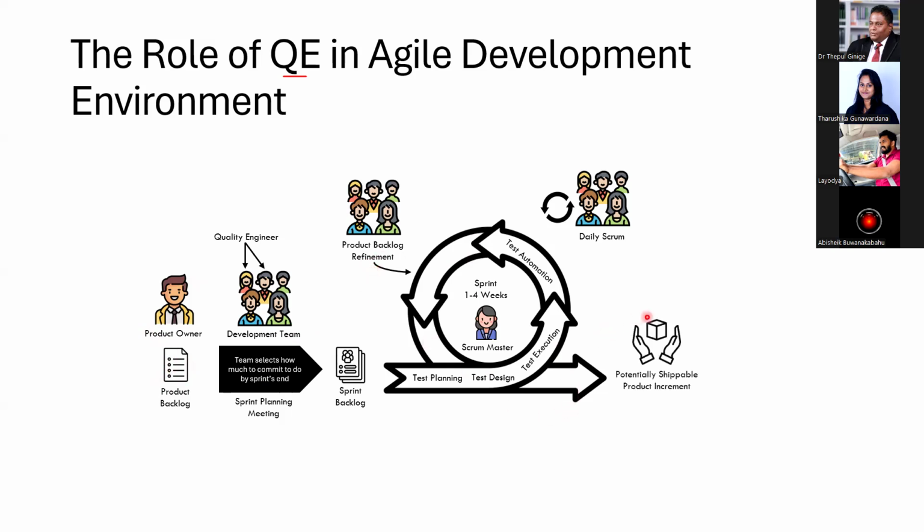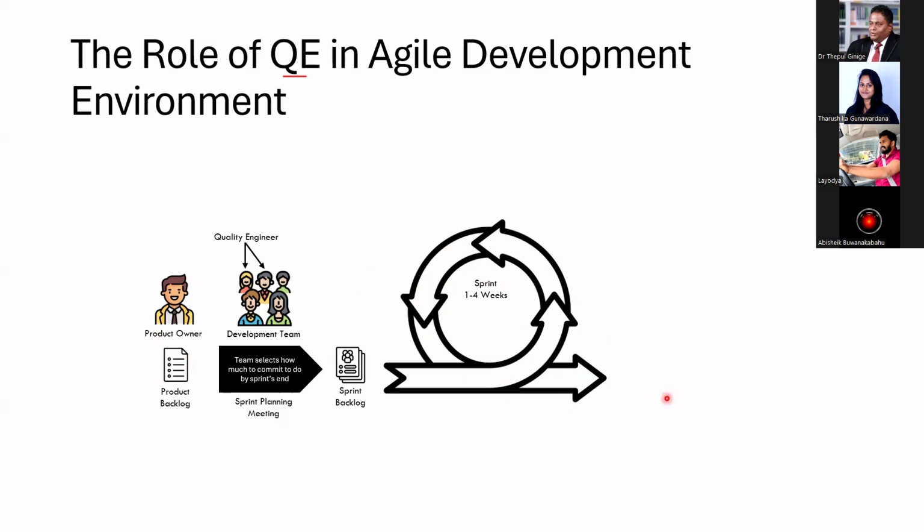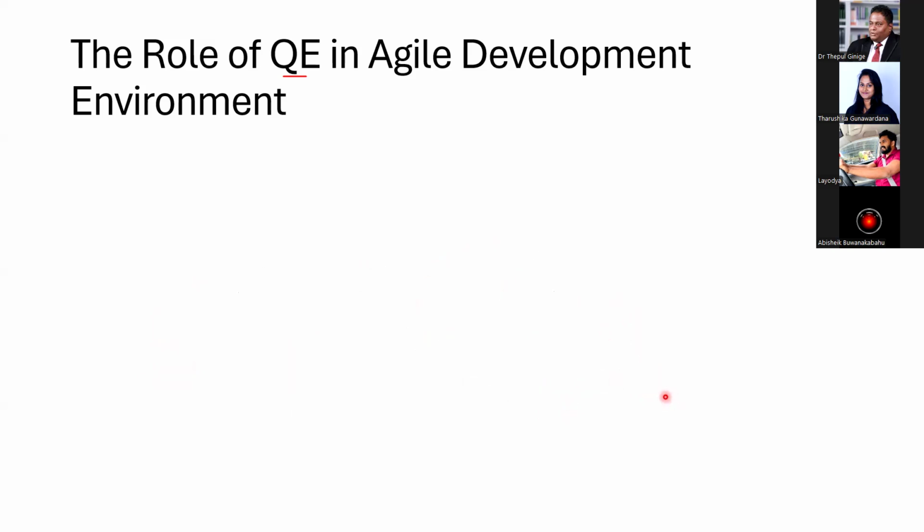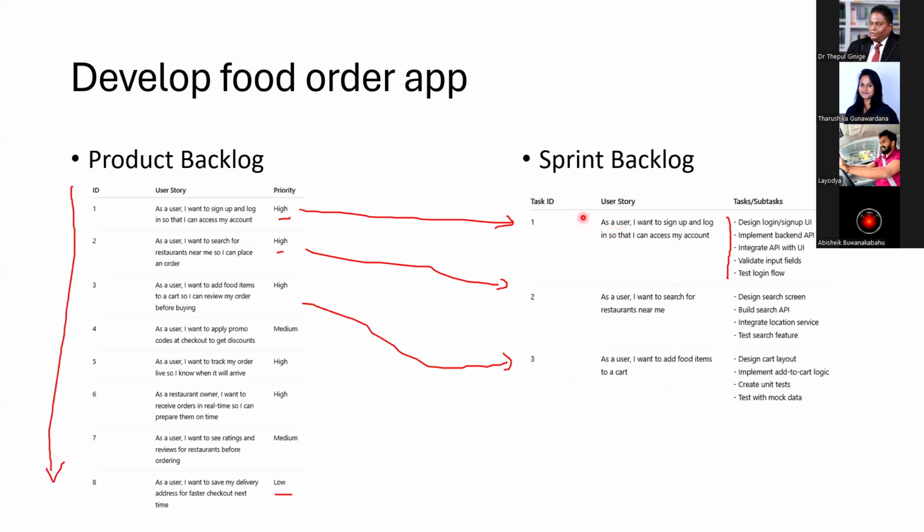And then, as I have mentioned before, at the end of this particular sprint, we have a potentially shippable product increment. Now, let's go back to our previous example. In this sprint, we are taking these three options. As a user, I want to sign up and log in so that I can access my account, so the login form is going to be complete. As a user, I want to search for restaurants near me, so the search option to find a restaurant is going to be complete. And I want to add food items to the cart, so the cart will be completed, right?